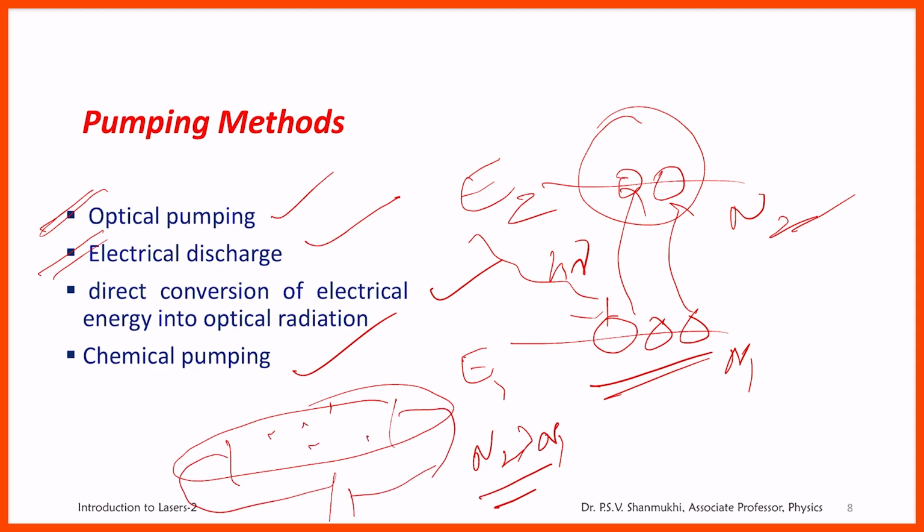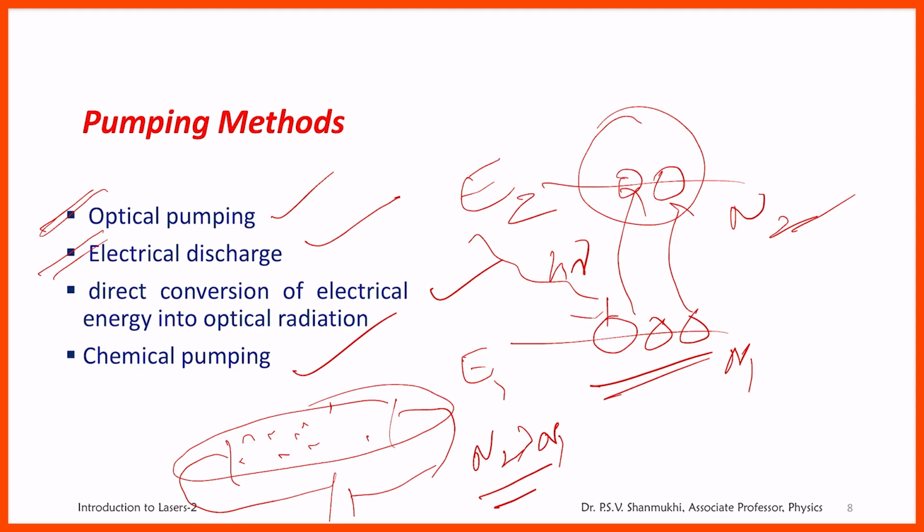In that one, gas molecules are provided. You will come to know after, at the time of the helium neon laser. Electrical energy is absorbed by the atoms or molecules so that they will be promoted to the excited state. So this method is called the electrical pumping method or electrical discharge.